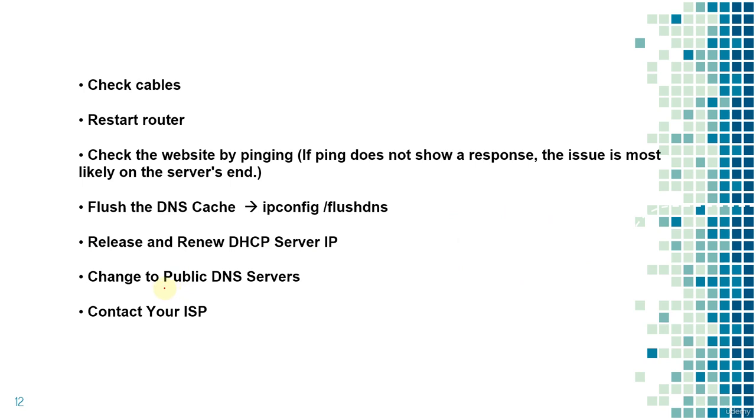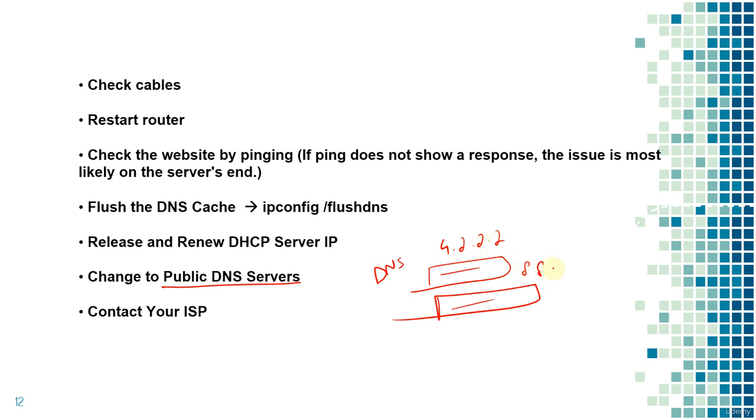Then change the public DNS server. If you have hard coded DNS servers, the first IP and second IP, sometimes like 4.2.2.2 and 8.8.8.8, most of the time we provide these two DNS IPs. So sometimes, if Google is down, or if these servers are down, you are not going to get a response from your website. So sometimes you need to change the public DNS servers as well.